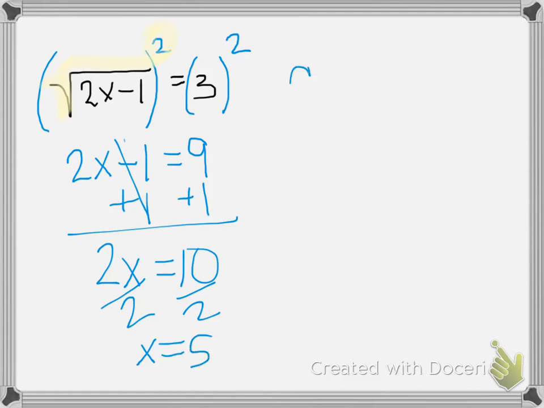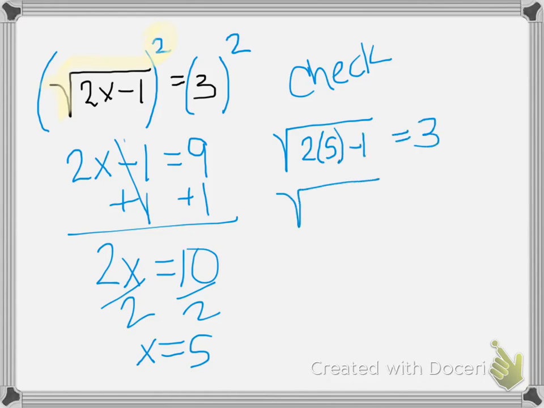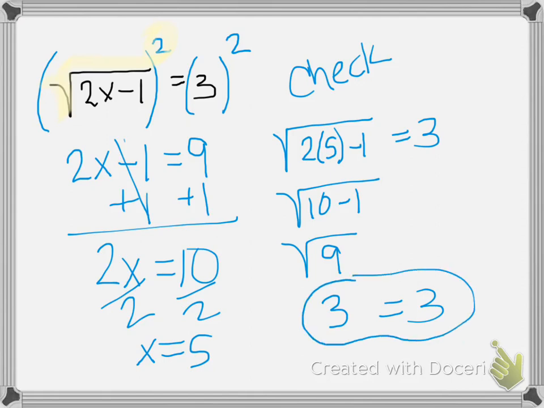And again, I can check it. It's a good idea to do if you're not sure if you're doing it right. I can plug it back in and see if it worked. That would be 10 minus 1. I'd have to multiply before I subtract because of the order of operations. And that would be the square root of 9. The square root of 9 is 3. So yeah, it worked. If it didn't work, you won't get 3 equals 3. You'll get something like 4 equals 3 or 10 equals 3. That's how you know it didn't work. If it checks, it should come out with a true statement. Both sides should be equal.